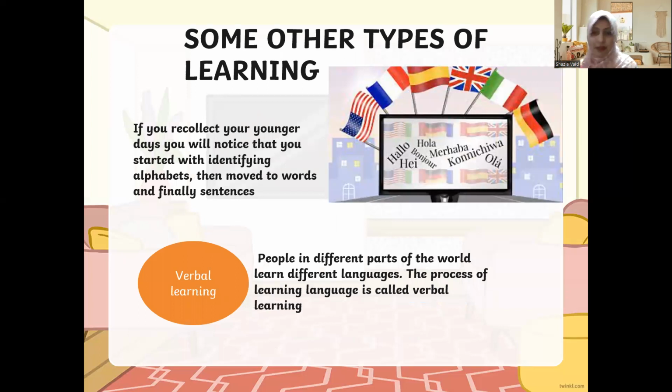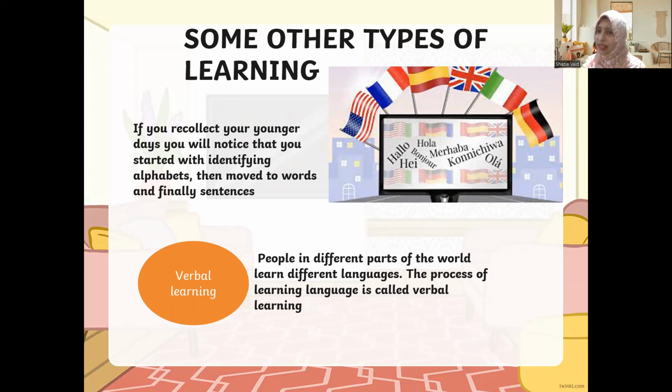Now, some other types of learning. After observational learning, the next one is verbal learning. What is verbal learning? People in different parts of the world learn different languages. Verbal learning is used to learn different languages. When you hear people talking and you learn that language, that is called verbal learning. The process of learning language is called verbal learning.